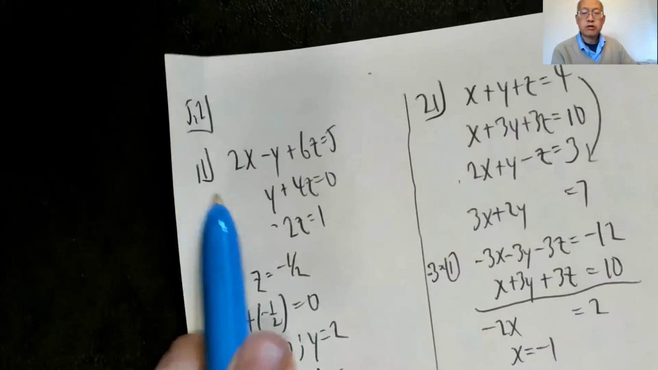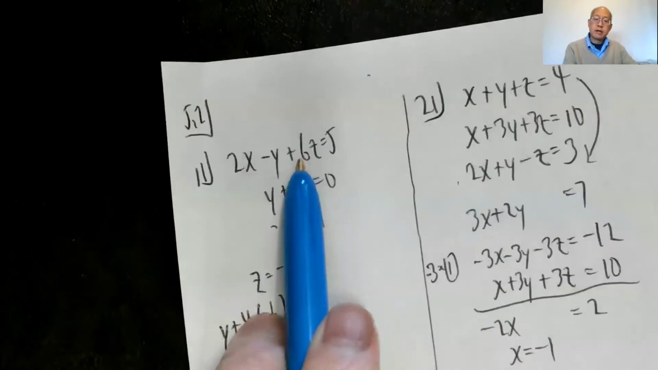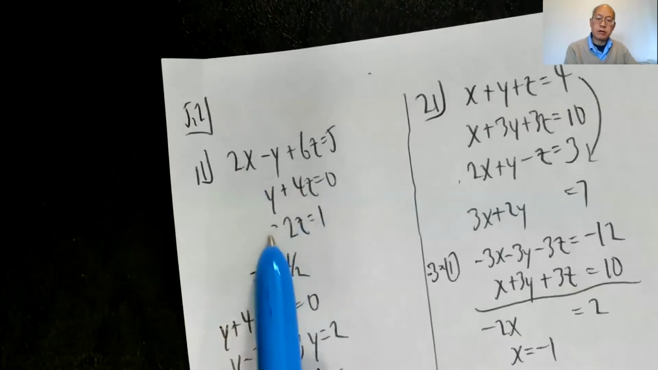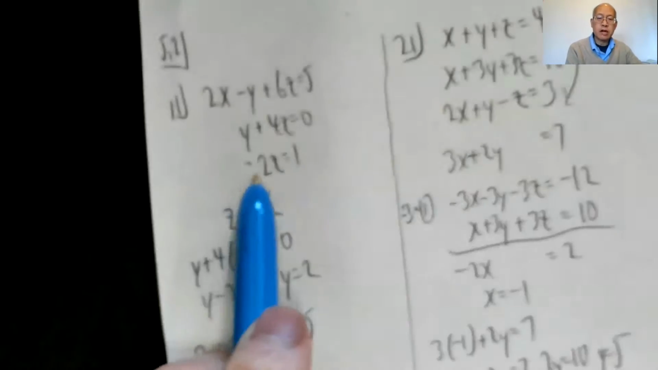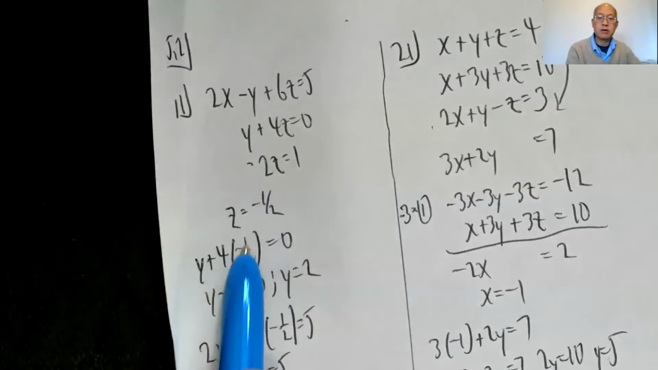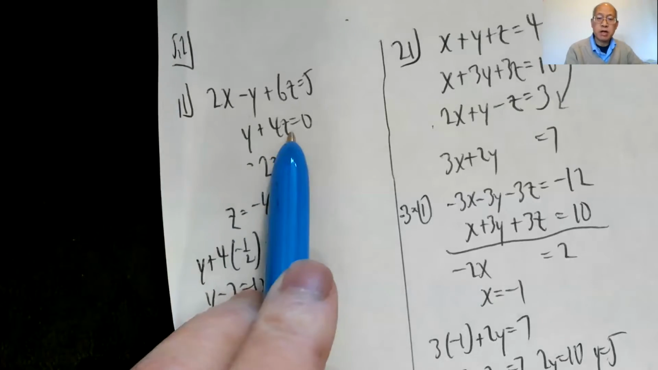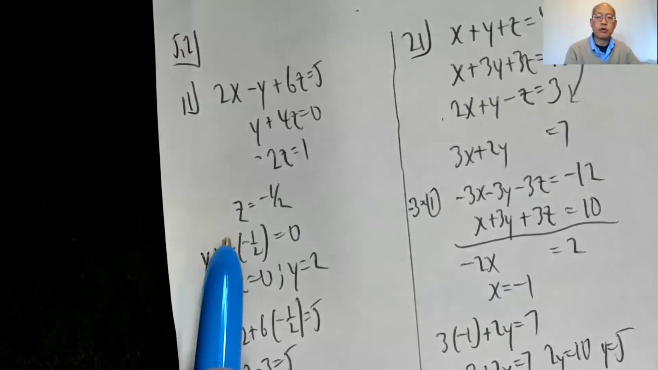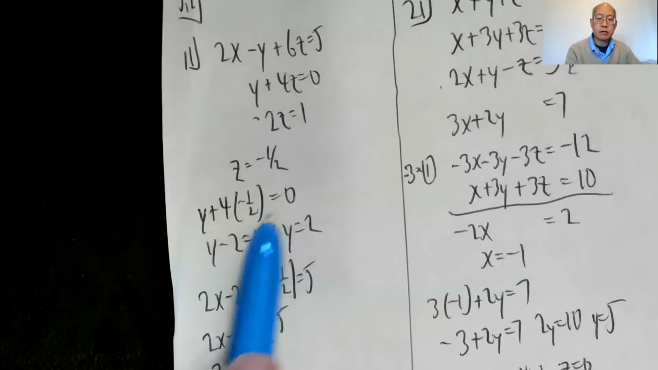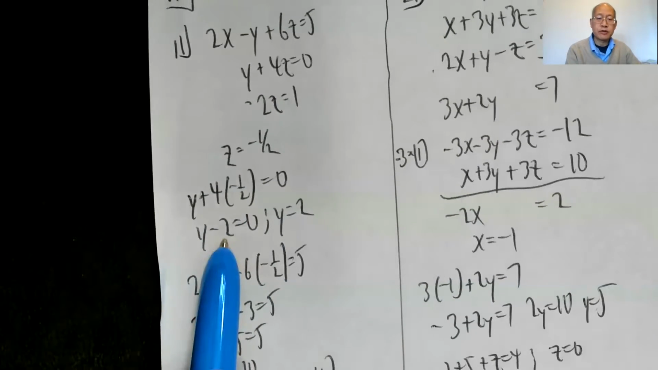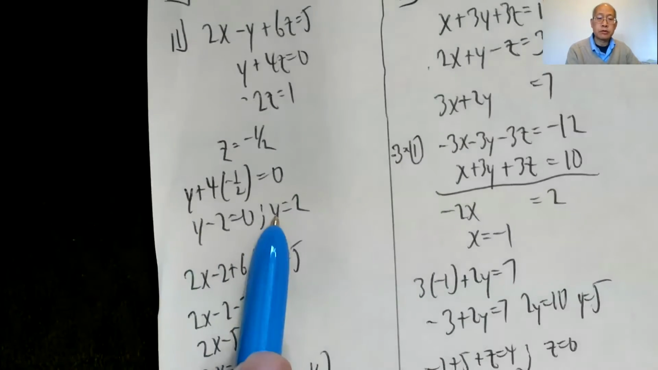Number 11. It's triangular. There's 3 variables here, only 2 here and only 1 here. So the last one, negative 2z is 1, that's easy to divide by negative 2. Z is negative a half, plug back into there. Y plus 4z is 0. 4 times negative a half is negative 2. Add 2, y equals 2.